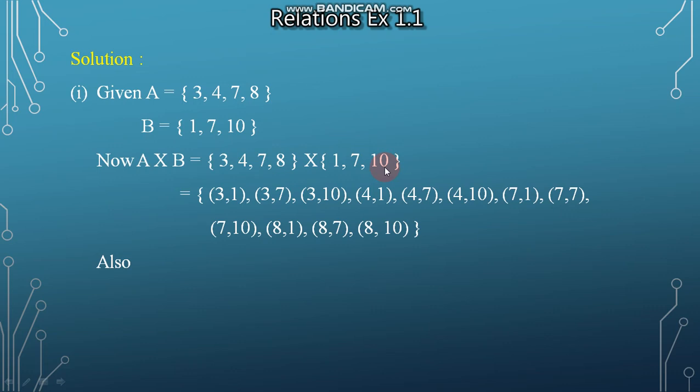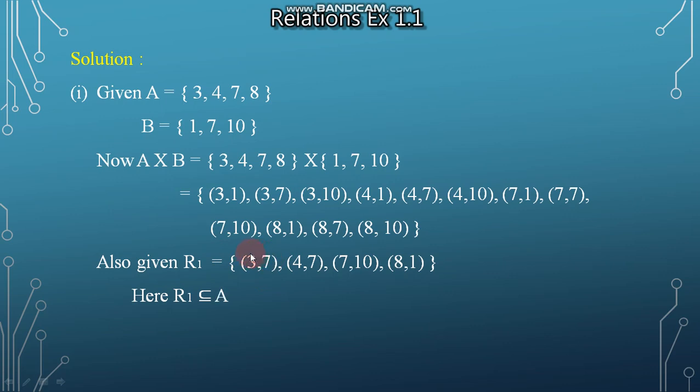Here the first relation is given as R1 is equal to {(3, 7), (4, 7), (7, 10), (8, 1)}. Here (3, 7) belongs to R1 and (3, 7) belongs to A cross B. And (4, 7) belongs to R1 and (4, 7) belongs to A cross B. (7, 10) belongs to R1 and (7, 10) belongs to A cross B. (8, 1) belongs to R1 and (8, 1) belongs to A cross B. Thus R1 is a subset of A cross B, hence R1 is a relation from A to B, since a relation is a subset of the Cartesian product of A and B.